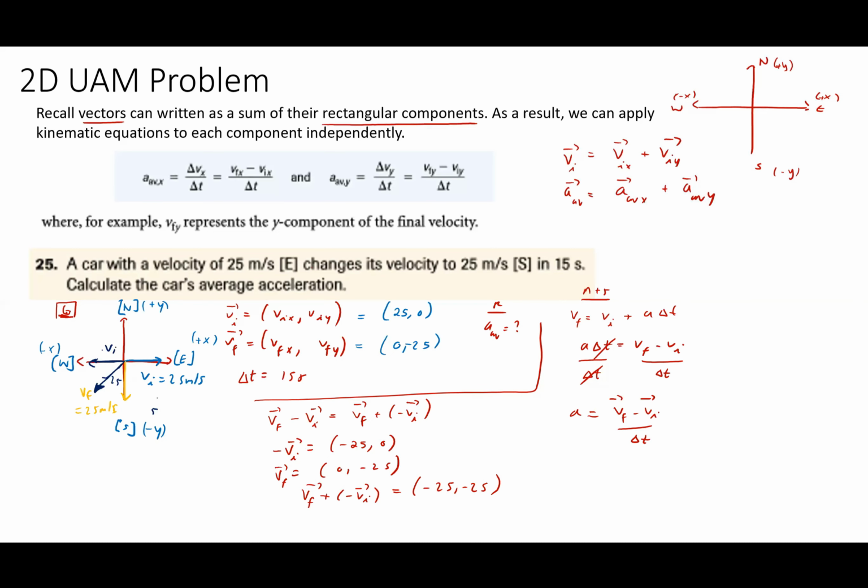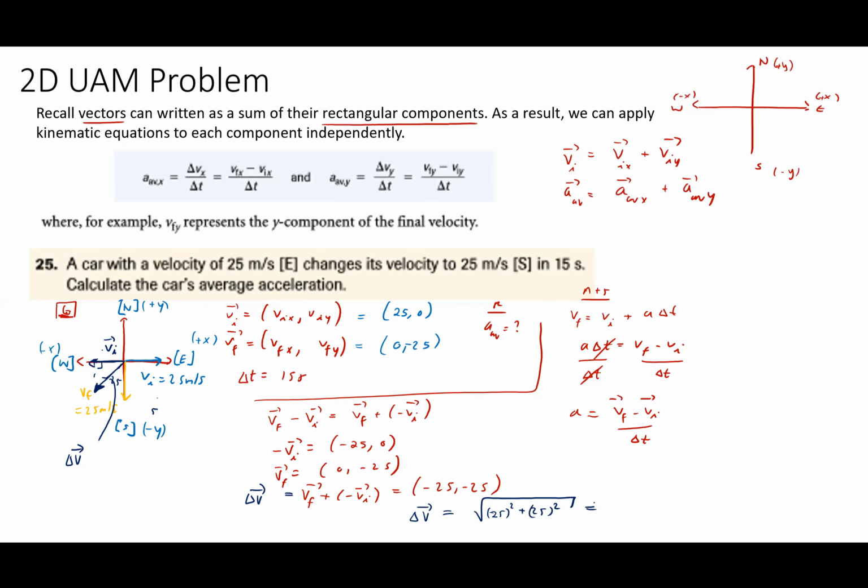Because this is negative Vi, and in this case, this is your resultant, which is your delta V vector. So that's what it should look like. Now, if you're finding the magnitude of this vector, it's basically the Pythagorean theorem. So think about this triangle here. It's a right angle, right? So you would do Pythagorean theorem. So this is 25 squared plus 25 squared.